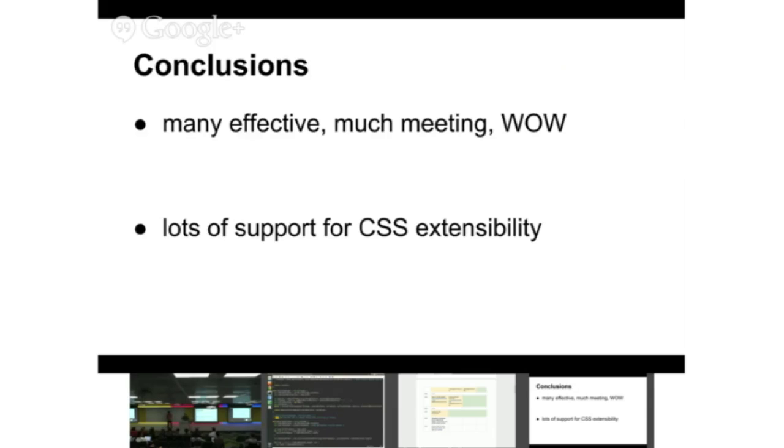Seriously, though, there was a lot of support for CSS extensibility. It was really great to see just how important people felt that this problem was. I think web developers have really felt pain over it for a long time, and it's great to see that there's a lot of concerted effort towards coming together and fixing this issue.